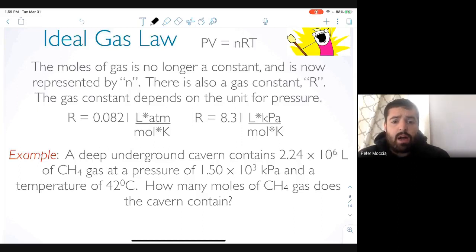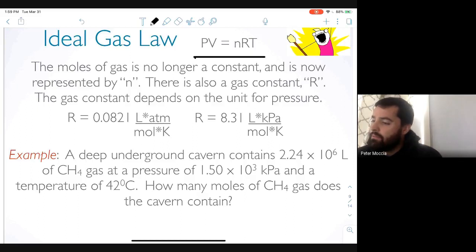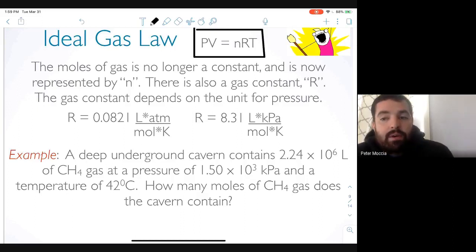So the first thing, I want you to familiarize yourself with PV equals nRT. That is one of the really foundational equations that we're going to be talking about. This is called the ideal gas law. The pressure times the volume equals moles of gas times the ideal gas constant times the temperature.